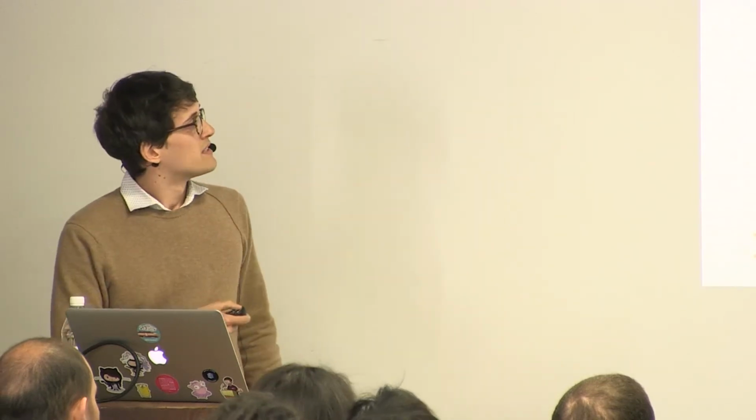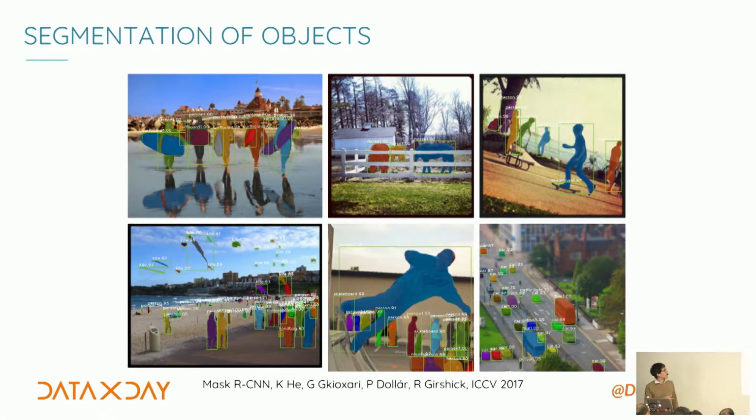So the results, I always share these results because they look really impressive to me. This is an image with a few people which have been correctly identified and their surfboards have been identified. But the reflection, on the reflection, nothing has been identified.